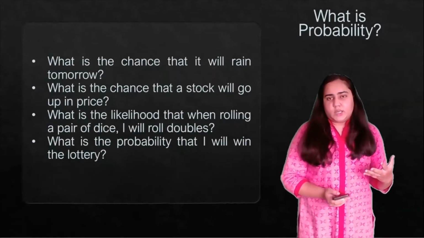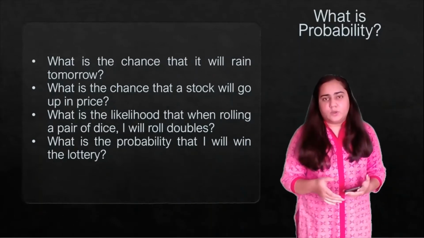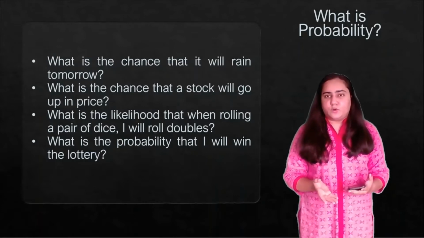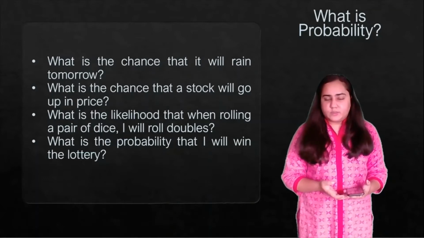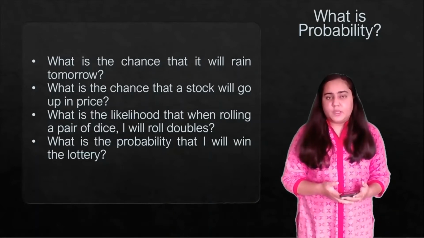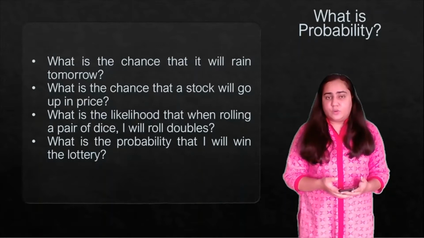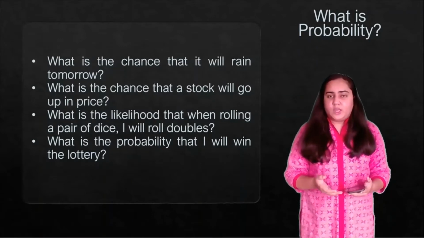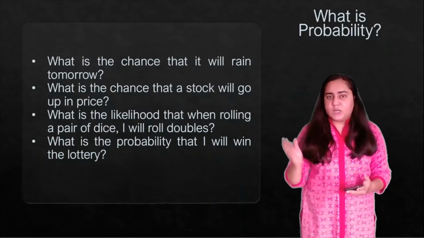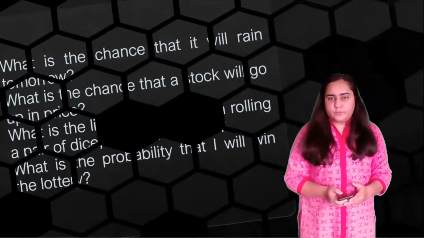So this is an example of what probability is. You could answer questions like, what is the chance that it will rain tomorrow? That is probability. What is the chance that a stock will go up in price? Another example of probability. What is the likelihood that when rolling a pair of dice, I will roll doubles? So that's again a probability. What is the probability that I will win the lottery? That is also an example of probability. You'll be able to answer these kinds of questions once you have learned how to calculate probability.